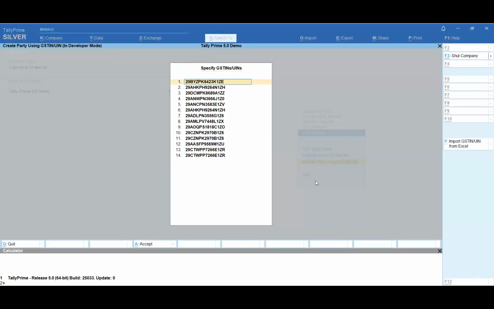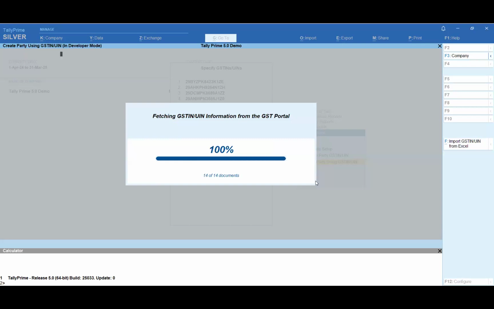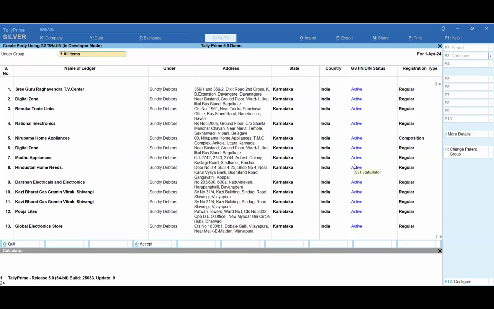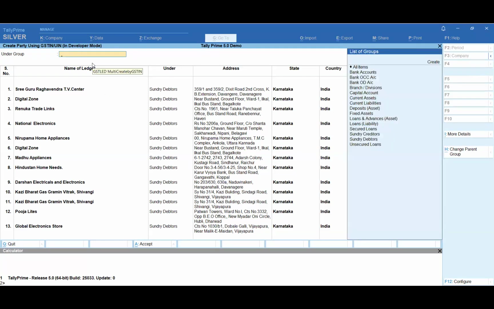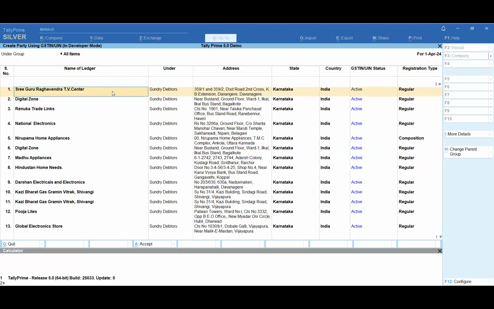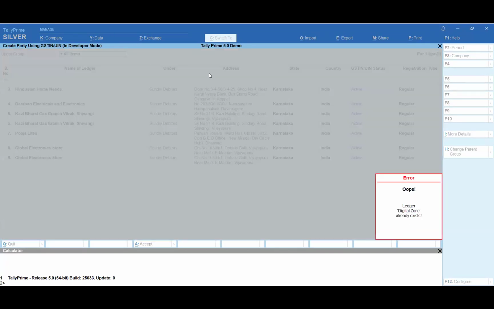Then press Ctrl+A. It will show the importing option directly from the government portal, using only the GSTN number. Here you will get all the details. You only give the input as a GSTN number, and then you can easily get all the details. Here you can change, for example, if all these parties come under debtors, you can select it manually, or creditors. Or else you can select all items, just do Ctrl+A.